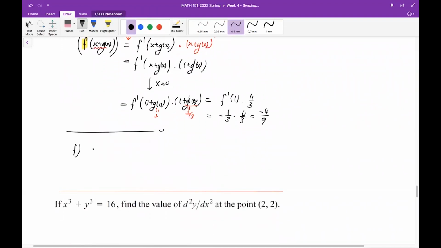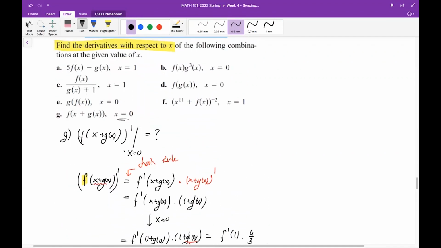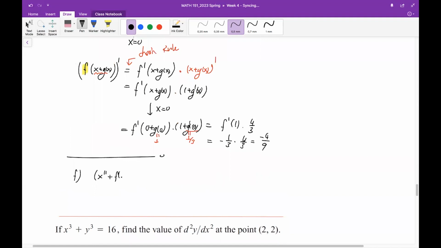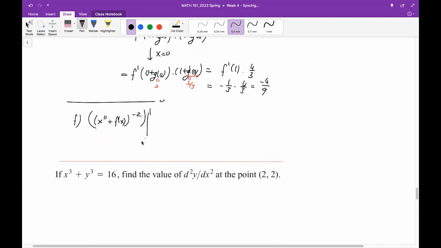Okay, f of x to the power 11. What was the question? F of x to the power minus 2. I want to take the derivative of this thing and find the result for x equals 2. This is the question, okay?